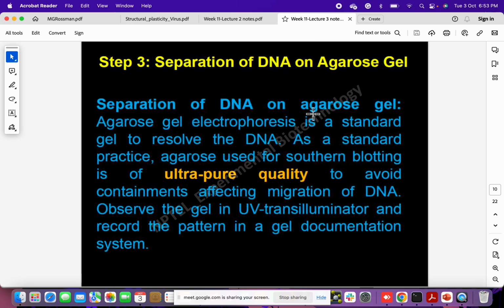Step 3, separation of DNA on agarose gel. You have to just make the gel and then add your sample, so in a standard gel to resolve the DNA. As a standard practice, agarose used for Southern blotting is of ultrapure quality to avoid contamination affecting migration of DNA. Observe the gel in a UV transilluminator and record the pattern.